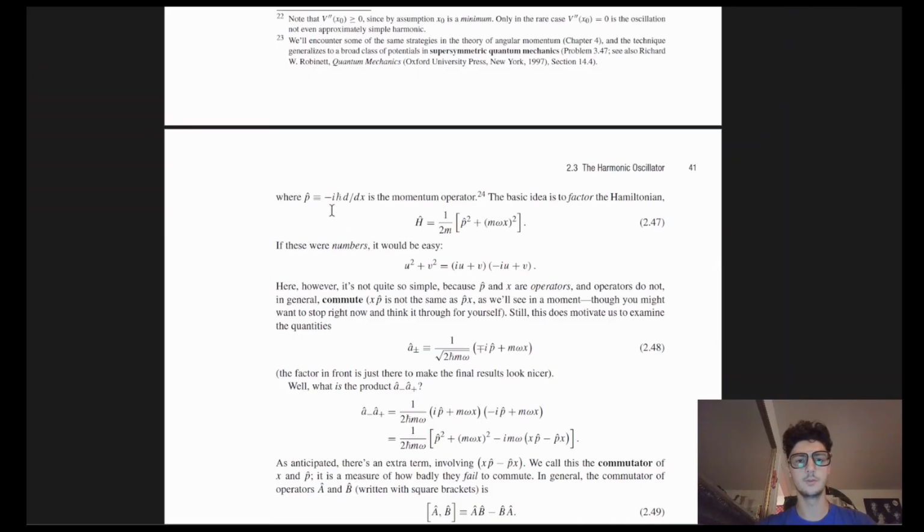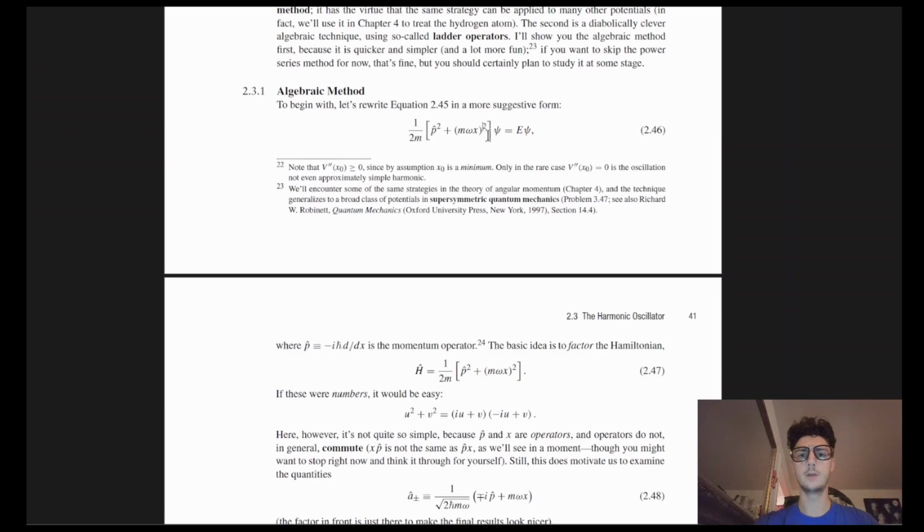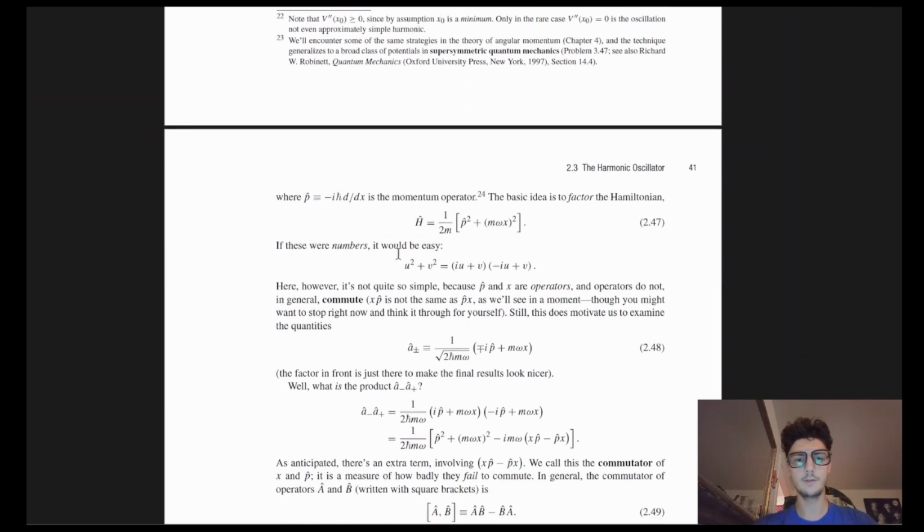Here's the P operator. The basic idea is to factor the Hamiltonian. So here's the Hamiltonian. How are we going to factor this? If these were numbers, it would be easy: u squared plus v squared equals i u plus v times minus i u plus v. Here, however, it is not quite so simple because p and x are operators, and operators do not, in general, commute. xp is not the same as px.